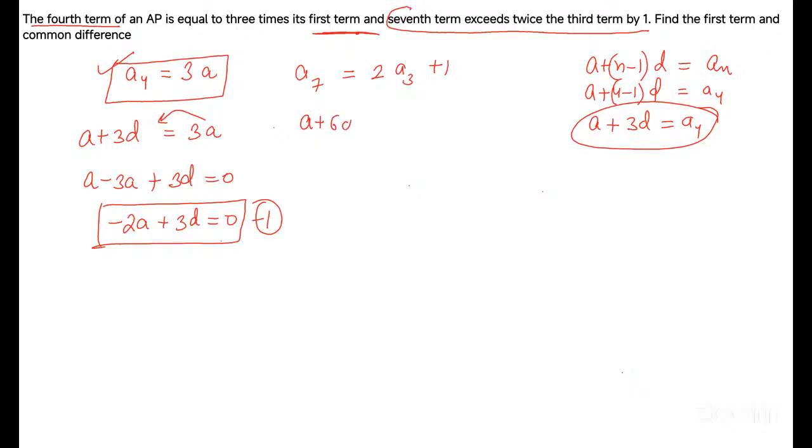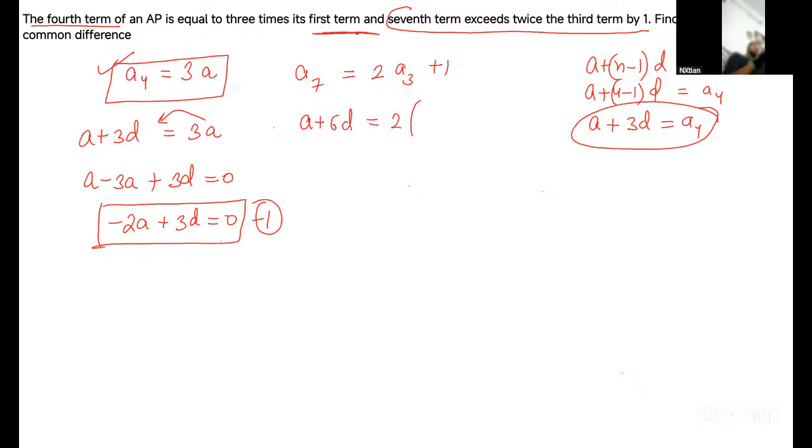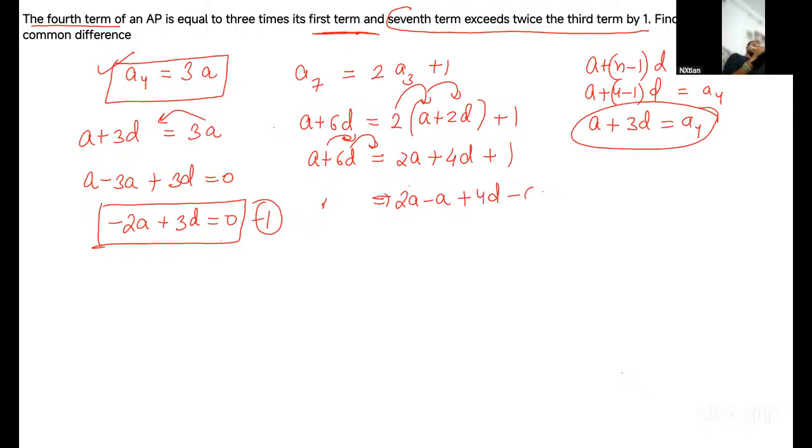So this will become A plus 6D plus 2 into A plus 2D plus 1. So A plus 6D is equal to 2 will multiply with both. So it becomes 2A plus 4D plus 1. Now I will send everything to the right side. It will become 2A minus A plus 4D minus 6D plus 1. So it will become A minus 2D plus 1.